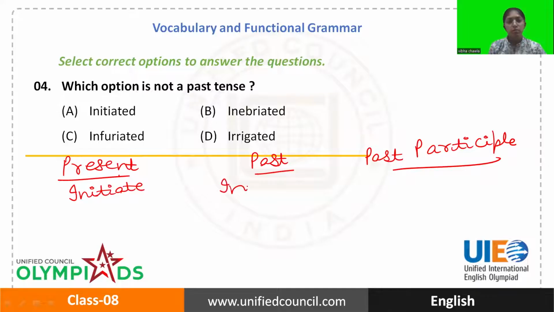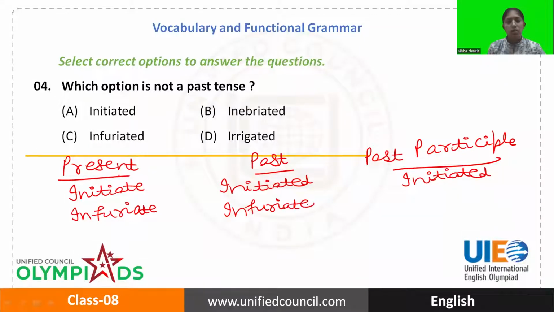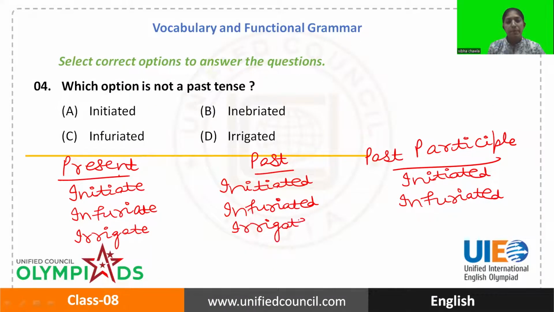So we have initiate, initiated, initiated. Infuriate, infuriated, infuriated. Likewise, we have irrigate, irrigated, irrigated. So we can clearly see that words initiated, infuriated, and irrigated are past forms of verbs, right? Past forms of initiate, infuriate, and irrigate respectively.